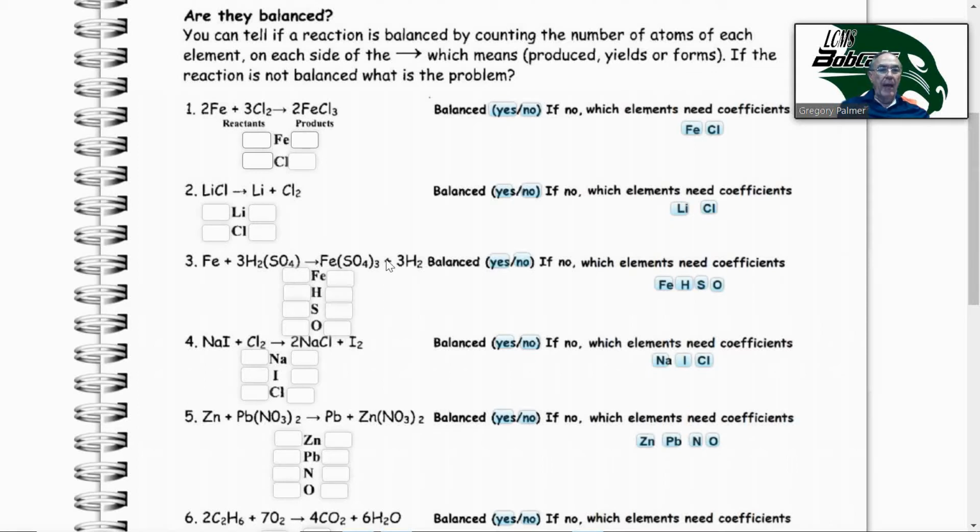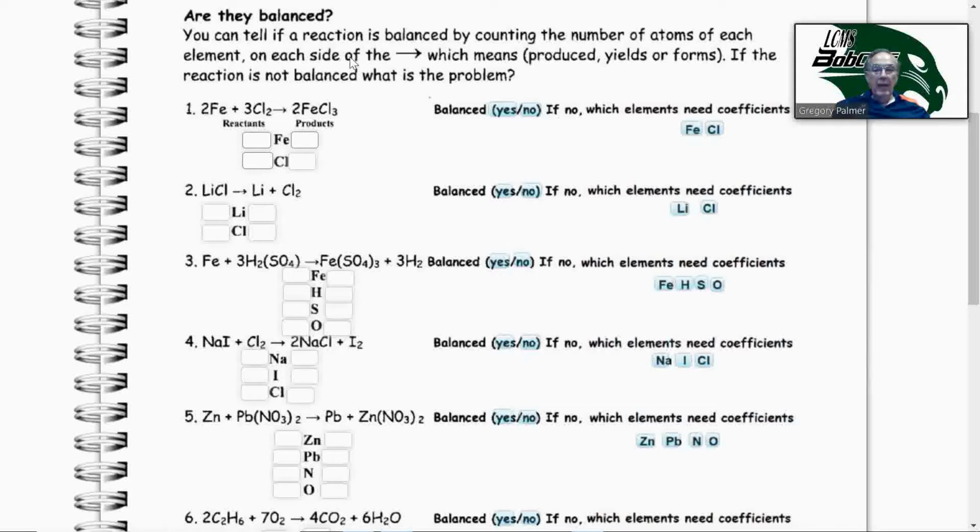Okay, so welcome back. Today I wanted to go over this page of the homework. Getting started on balancing chemical equations can be a little hard, so I wanted to take time to go over this with you.